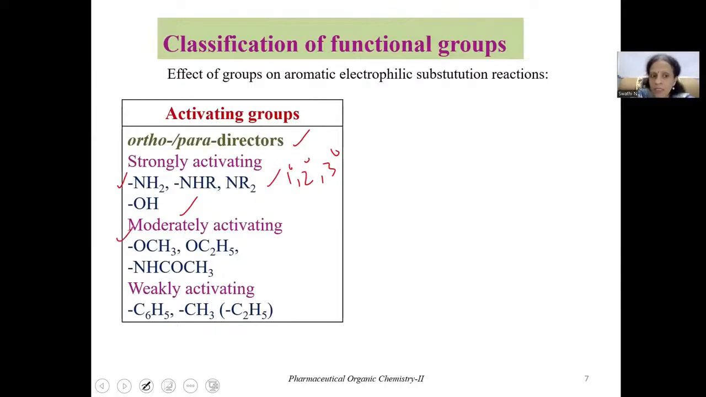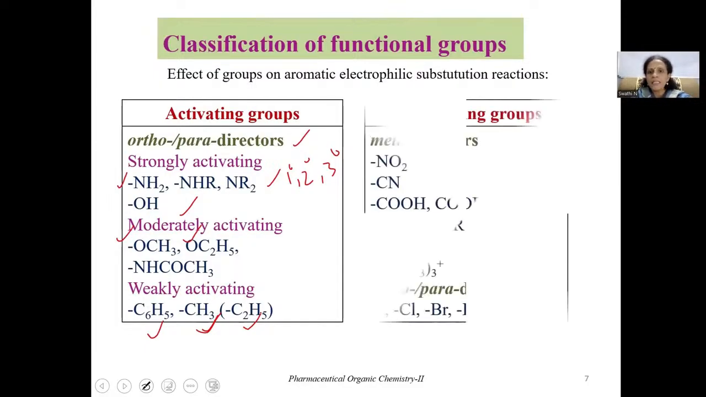Such as methoxy, ethoxy, and NHCOCH3 group, the acetamido group. So these are the examples for moderately activating groups. Alkyl groups such as methyl and ethyl, and the phenyl group, these are a few examples for weakly activating groups. So all these are subclasses under activating groups.